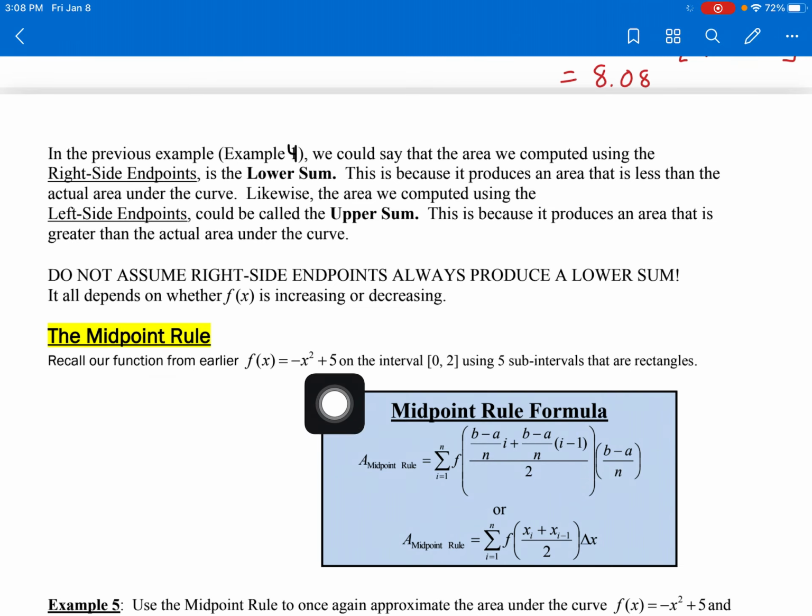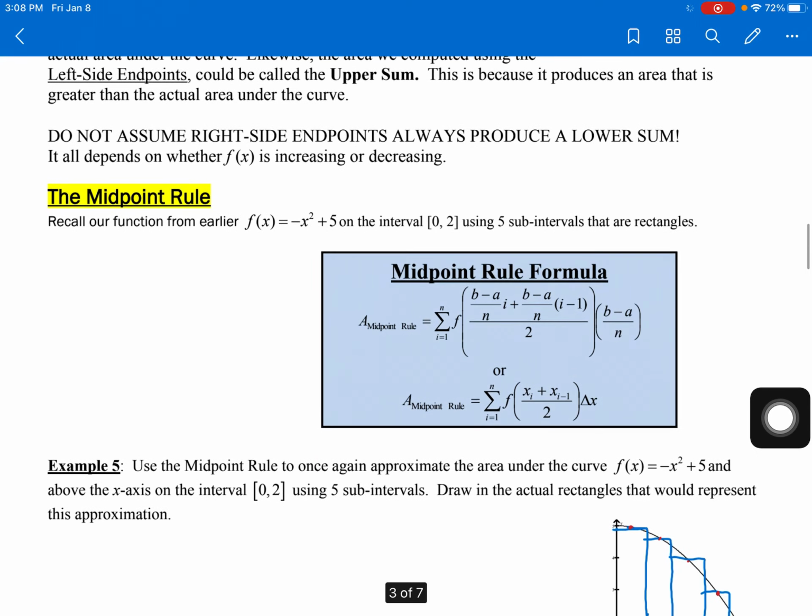Okay, so now this midpoint rule. Using that same negative x squared plus 5, which is just that parabola that opens downward like that, on the same interval from 0 to 2 and 5 subintervals, we're going to use this midpoint rule formula, and it looks really complicated, but basically all that it's saying is, this b minus a over n, again, that's the width, right?